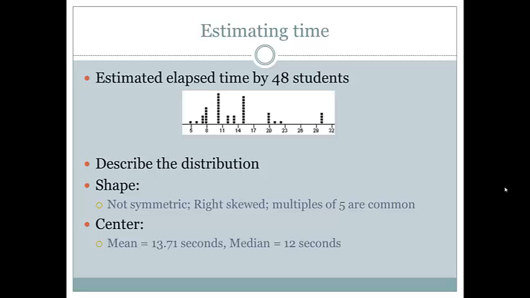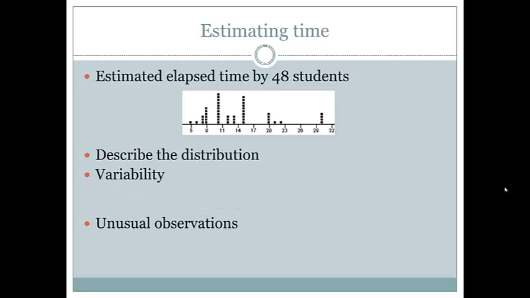How about the center? Well, we can sort of eyeball this and say that the bulk of the data values are happening between 10 and 15. That's kind of the middle of the data set. Or we could say the mean is 13.71 or the median is 12 seconds to help capture where the center of this data set is.